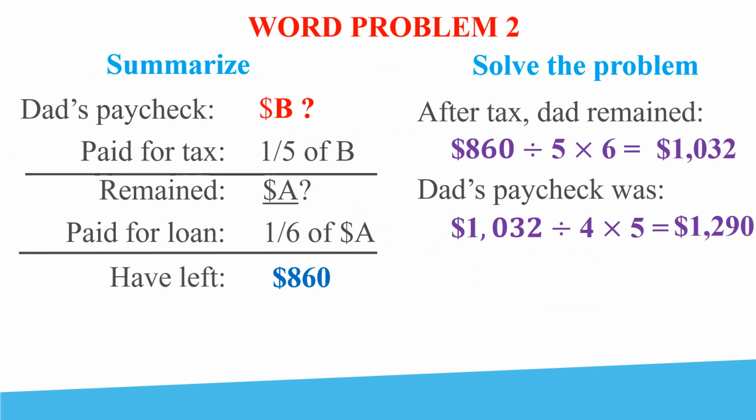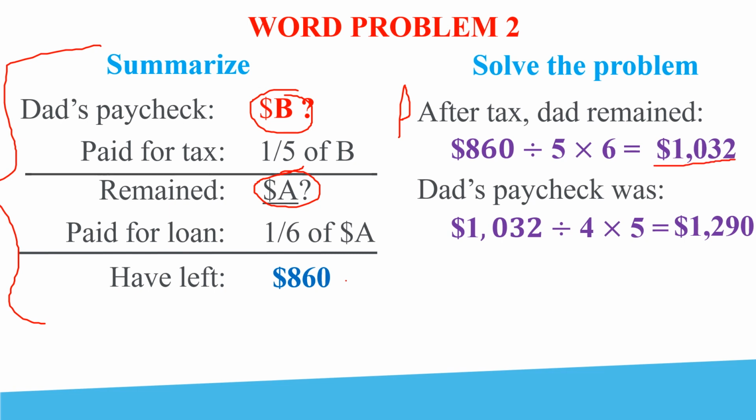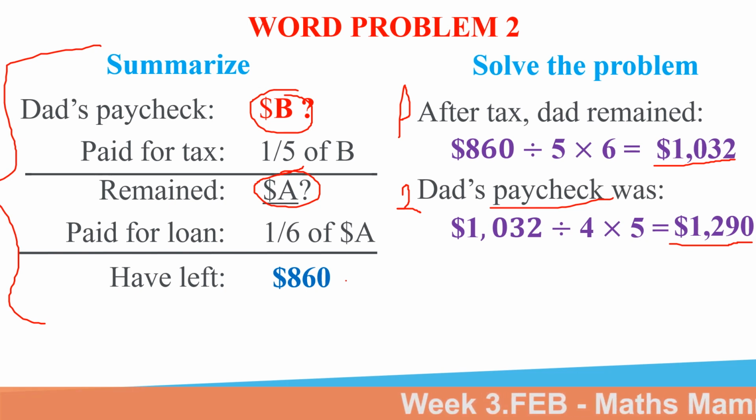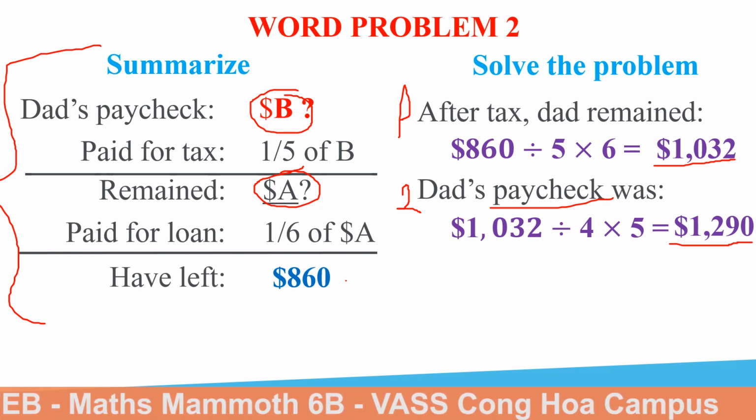Okay? Now, let's see again. Summarize. Here we have the information. We have $860 at the end, and we need to find A and B. In this case, step 1, we find the payment after taxes, which is $1,032. Step 2, we find out the paycheck amount, which is $1,290. Okay? So this is the end of word problem 2.